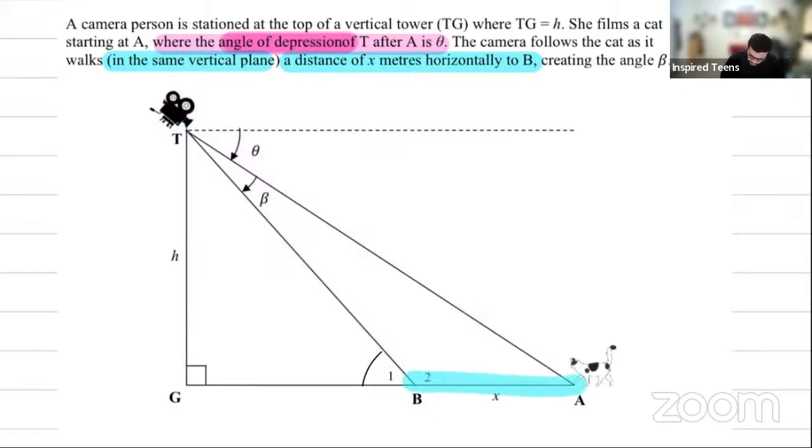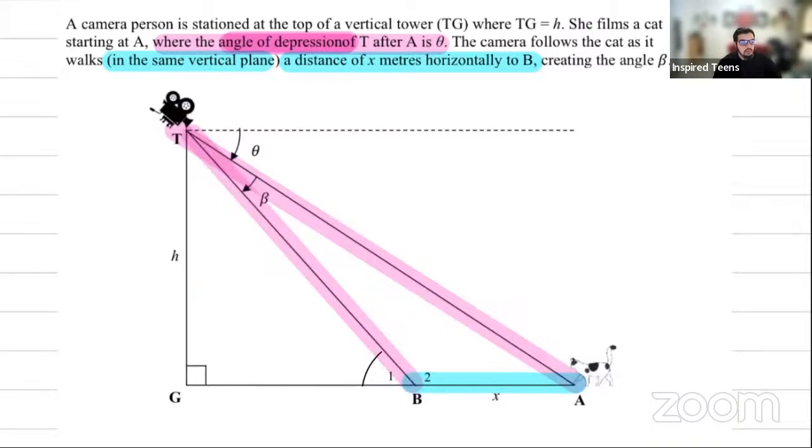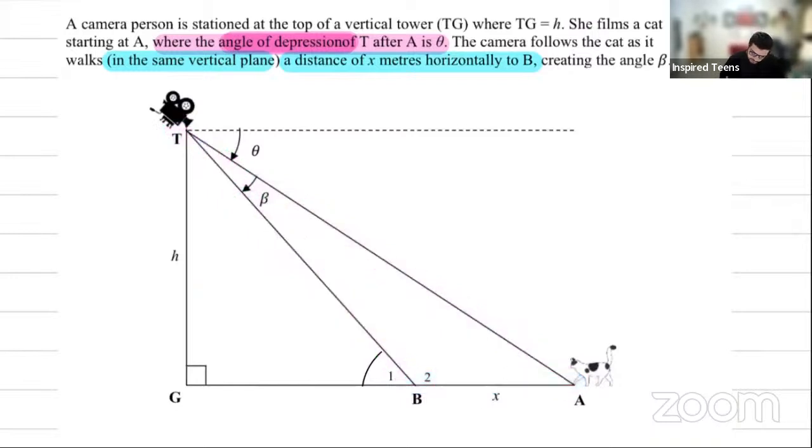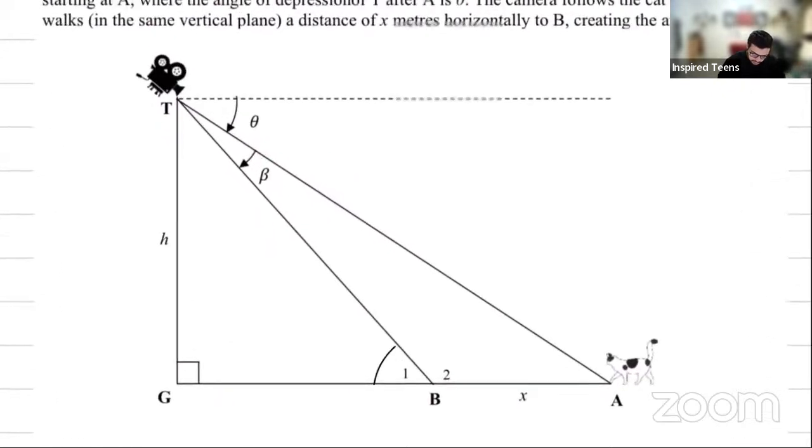So the cat walks to B. Initially, the camera is looking at the cat at A, but now the cat walks to B, so the camera follows it all the way to B, creating an angle beta, and beta is given in the diagram. So every variable and angle and side that was given to us in the written question is in the diagram, and that's most likely what it's going to be.